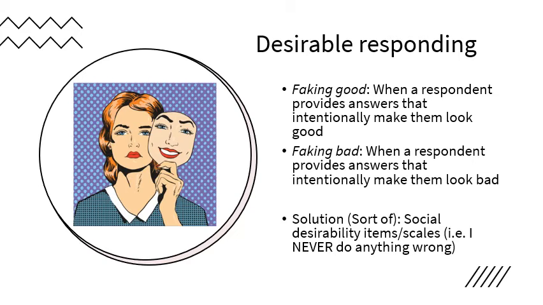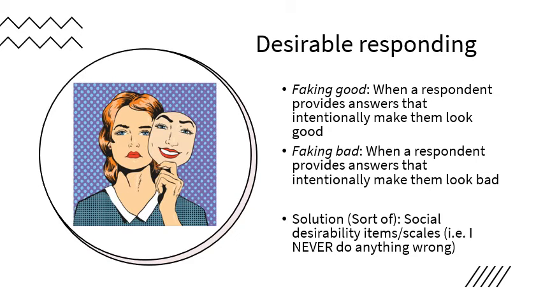Additionally, there's the other side of that coin, in which they're faking bad. Faking bad is when a respondent provides answers that intentionally make them look bad. This is often the case in diagnostic surveys, such as those from the Diagnostic and Statistical Manual 4 that are set to diagnose a disease, in which somebody wants to seem like they actually have some disease of interest. This could be because they just want to have the disease, or maybe there are some benefits associated with having it.